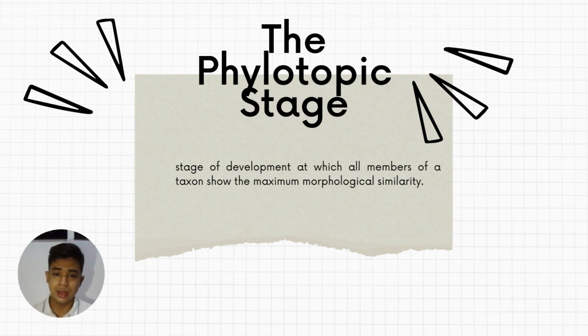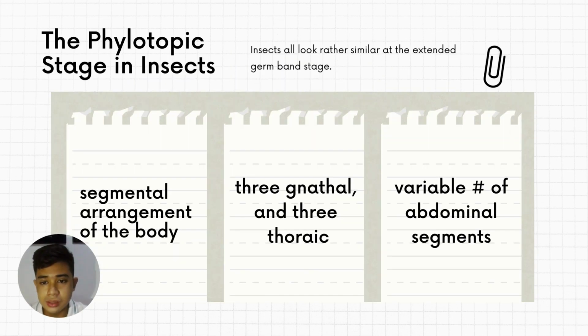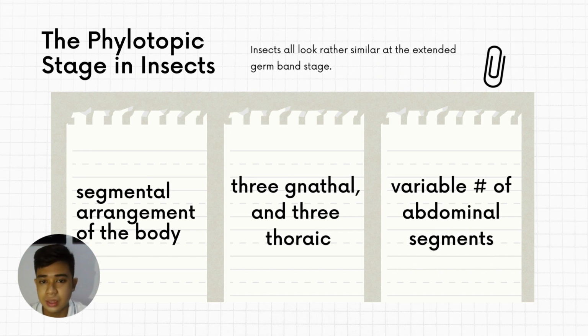So basically, at this point in their development, those that belong in the same taxon look very similar to each other in their anatomical structures. For example, insects all look similar at the extended germ band stage. At this stage, the segmental arrangement of the body of insects is very obvious. For example, they all have three gnathal, three thoracic, and a variable number of abdominal segments.